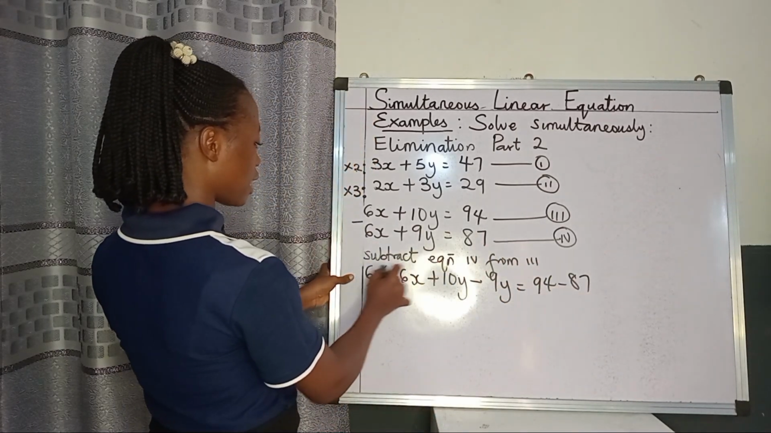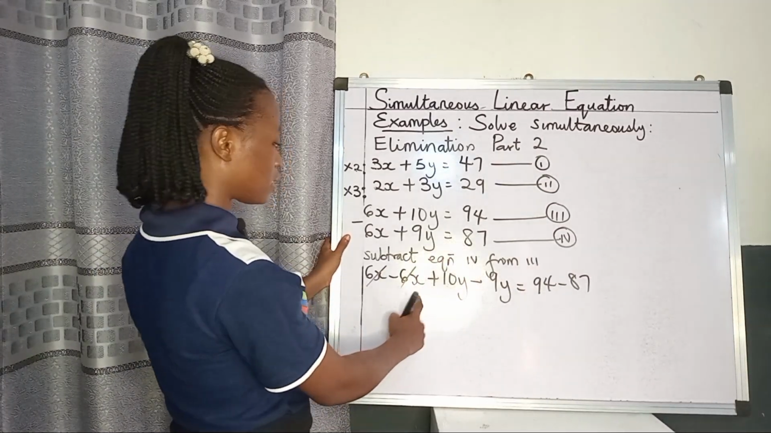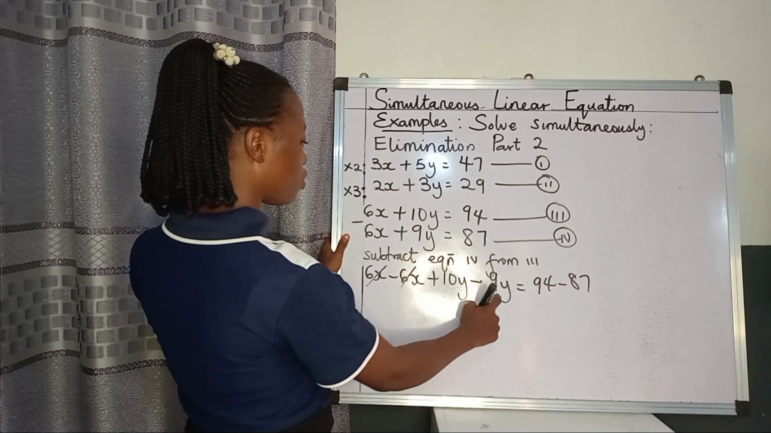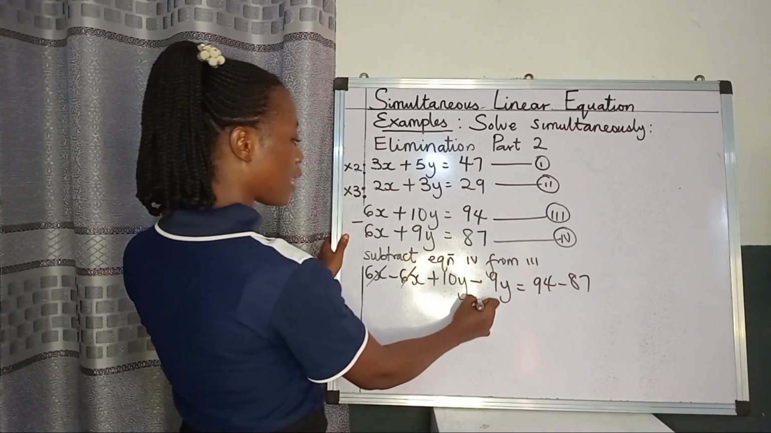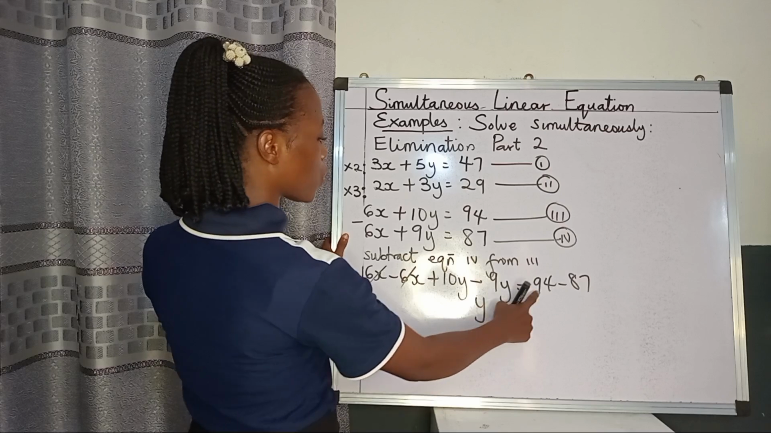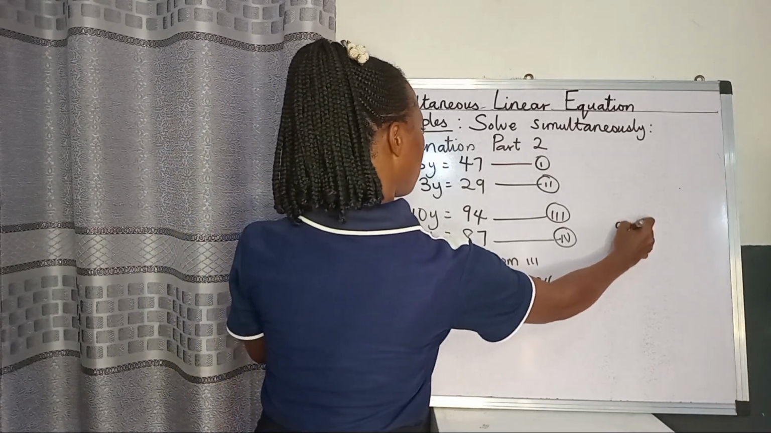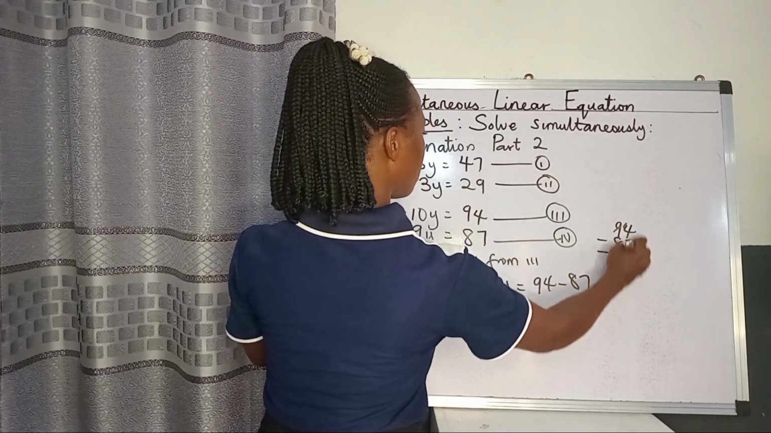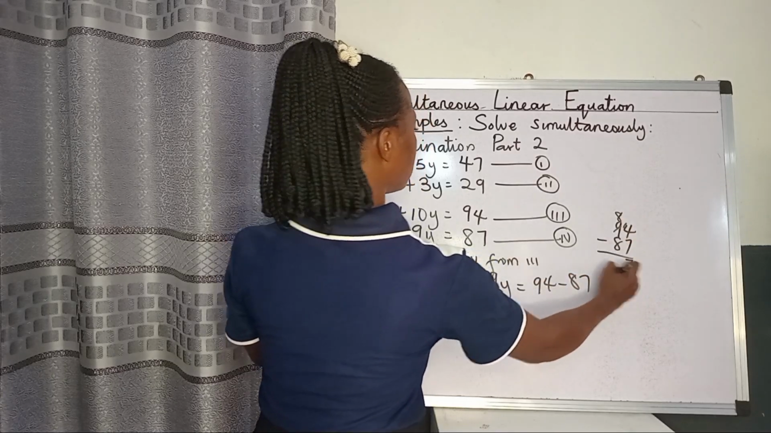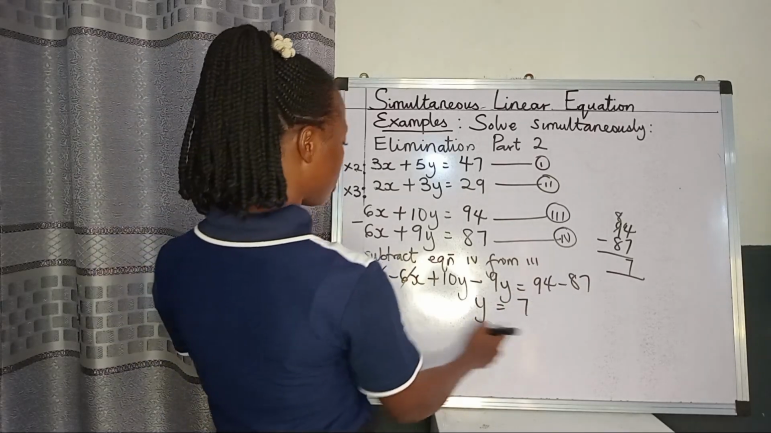6x minus 6x is 0, okay? So I've eliminated x. Now 10y minus 9y: 10 minus 9 is 1, and 1y is equal to y. So y is equal to 94 minus 87. 14 minus 7 is 7, and 8 minus 8 is 0. So y is equal to 7. I've gotten the value of y to be 7.